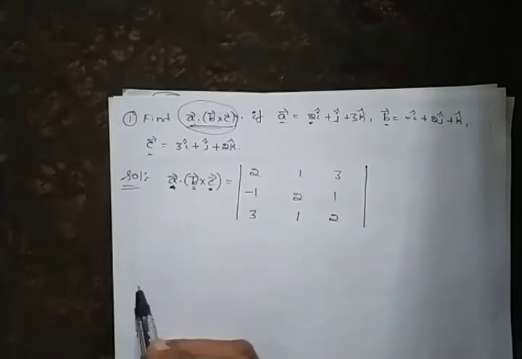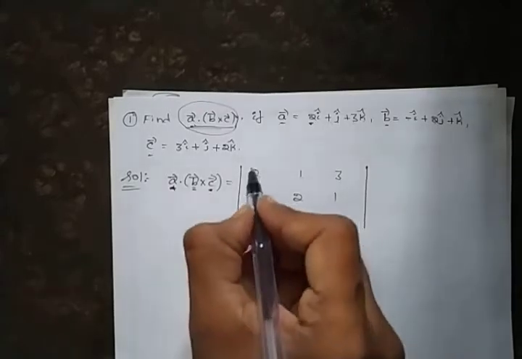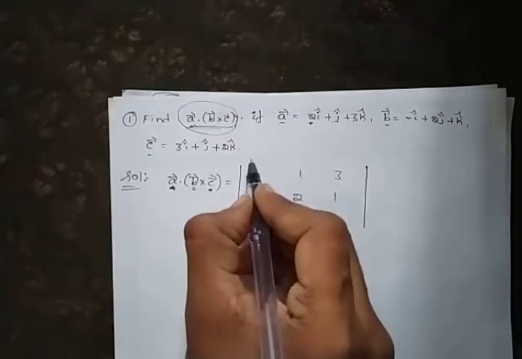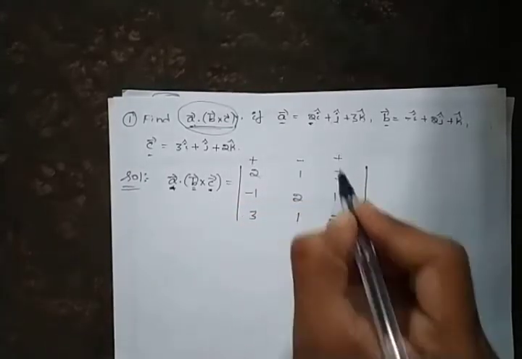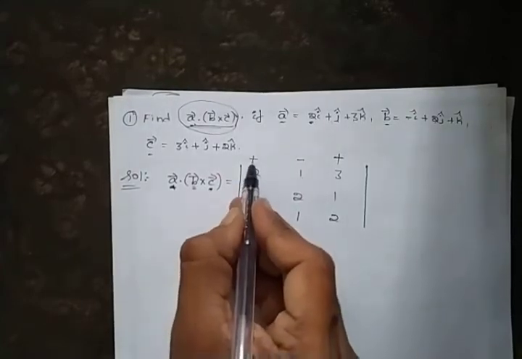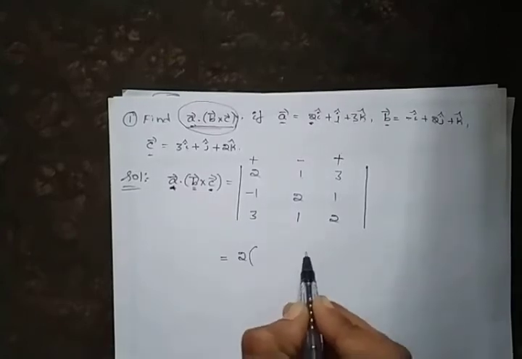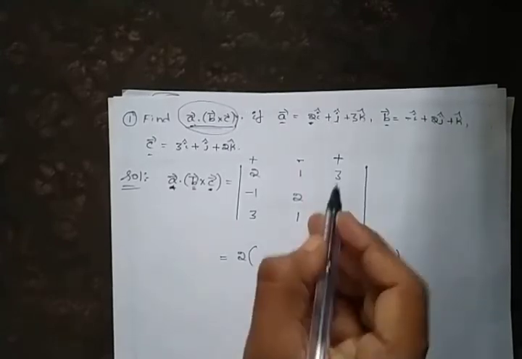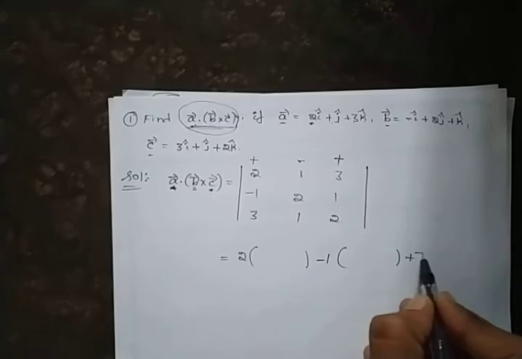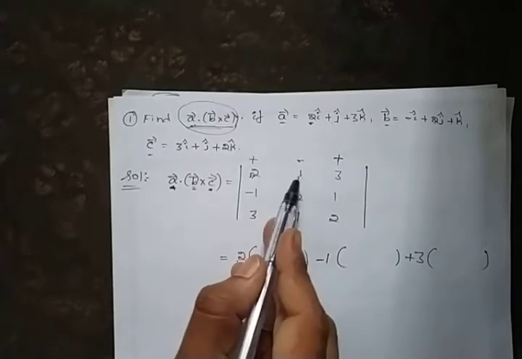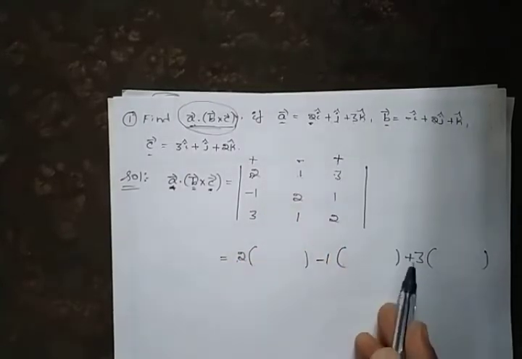This one we already discussed in our previous class, in the cross product. Here we write i cap, j cap, k cap, and then the numbers. Let us assign the signs: plus, minus, plus. That is equal to plus 2 into, next minus of minus 1 into, next plus 3 into, and so on.